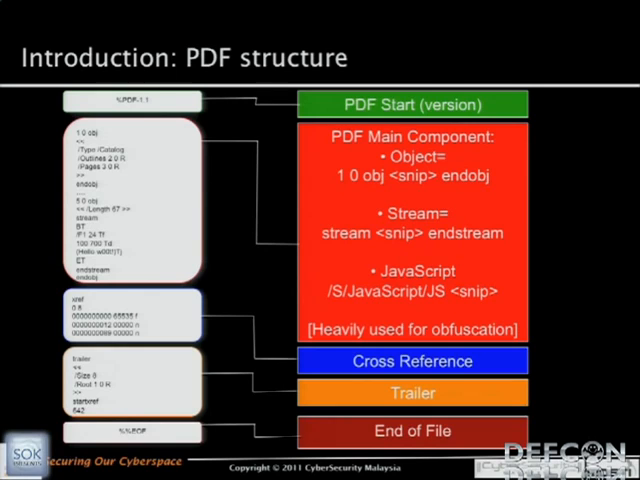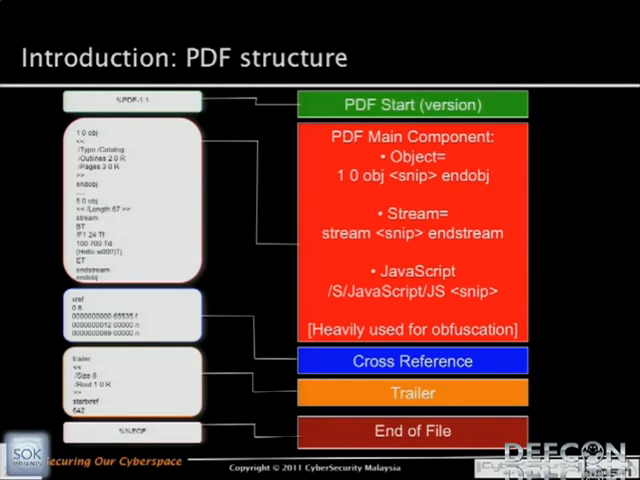And then the second part, the body, if you can see over here, is pretty much the main component of PDF, which normally has objects, normally represented as obj, and it needs to end with endobj. Later on, I will show some obfuscation that you can implement when it comes to the object declaration, like this one.